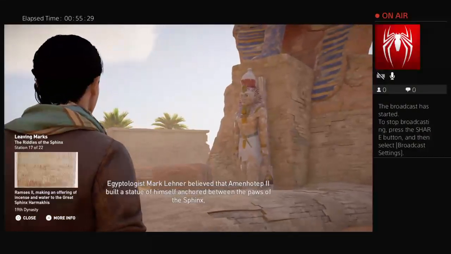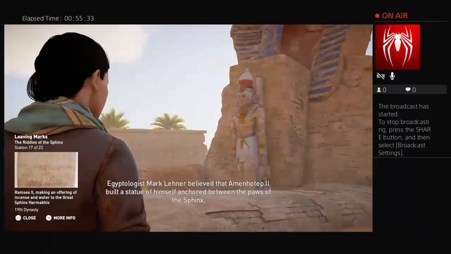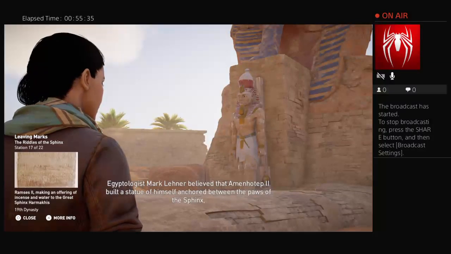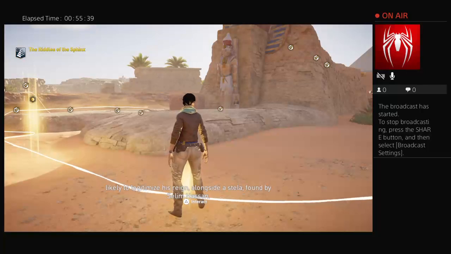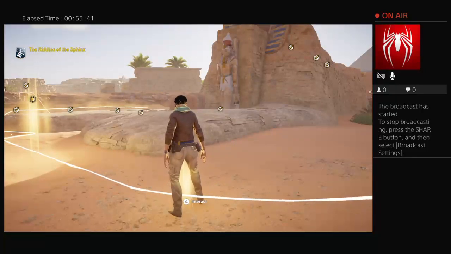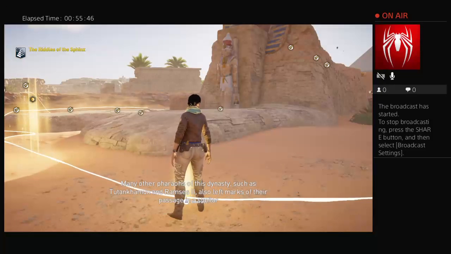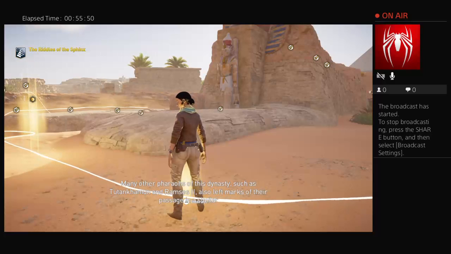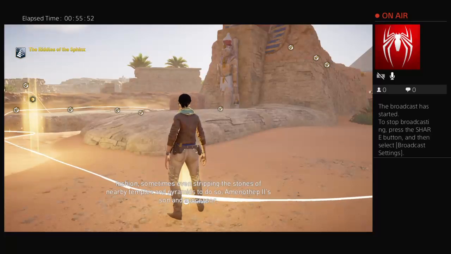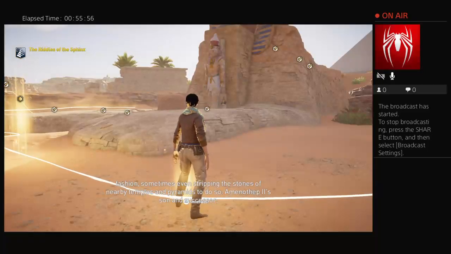Egyptologist Mark Lehner believed that Amenhotep II built a statue of himself anchored between the paws of the Sphinx, likely to legitimize his reign, alongside a stela found by Salim Hassan. Many other pharaohs of this dynasty, such as Tutankhamun and Ramses II, also left marks of their passage in a similar fashion, sometimes even stripping the stones of nearby temples and pyramids to do so.